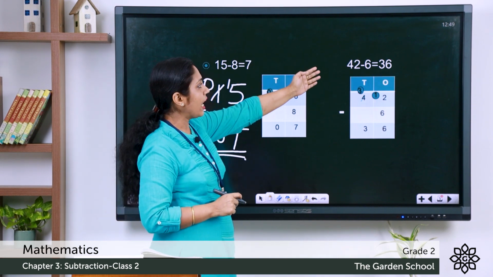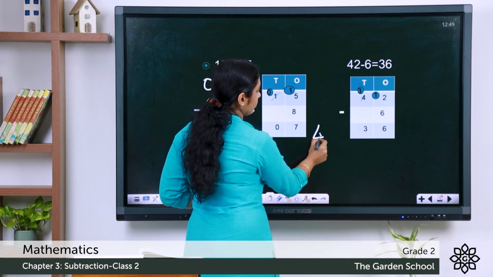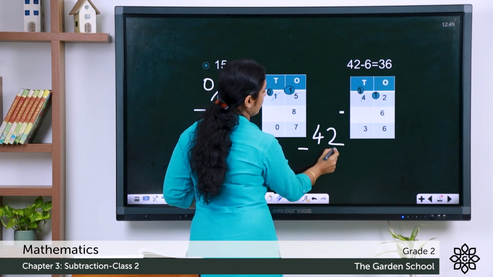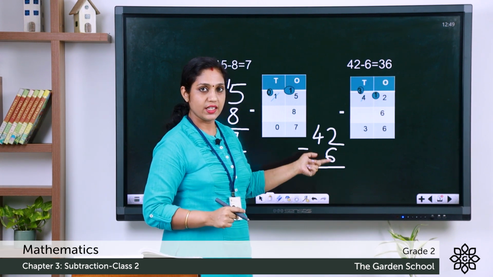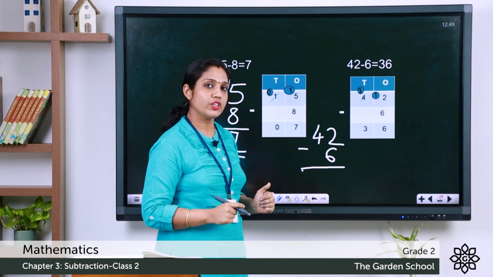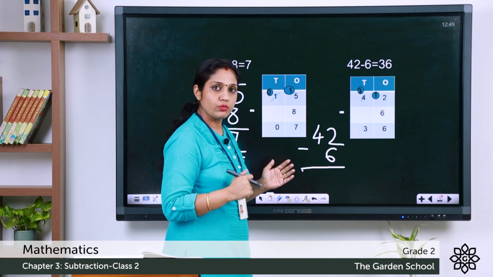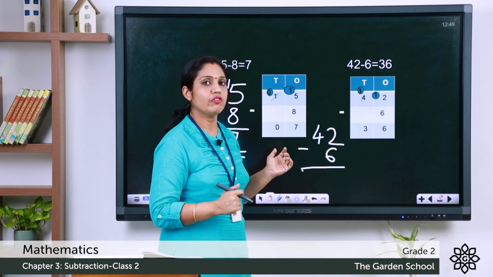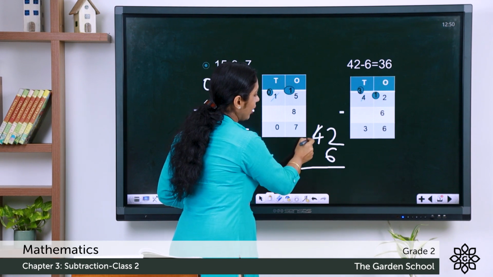Another example, we have 42 minus 6. In the ones place, we have 2 and 6. Which is greater? 6 is greater. So what should we do? We should go for borrowing from the tens place. And which number do we have in the tens place? We have 4 there. So we are borrowing, we are taking 1 from this.